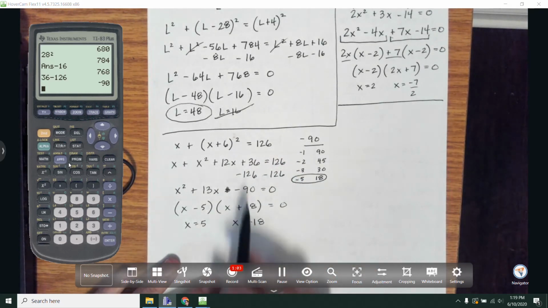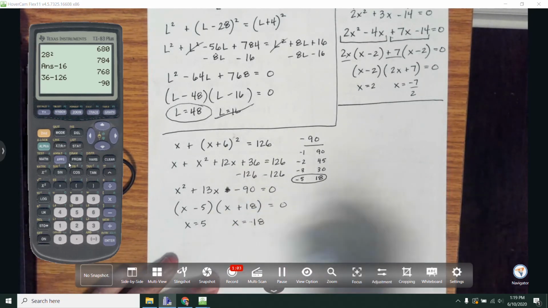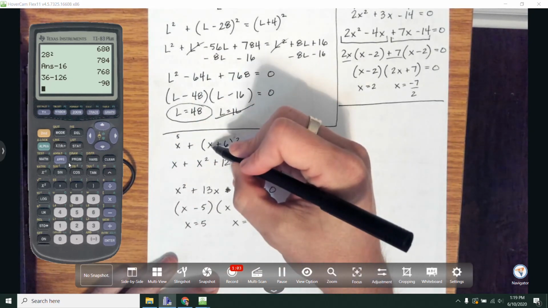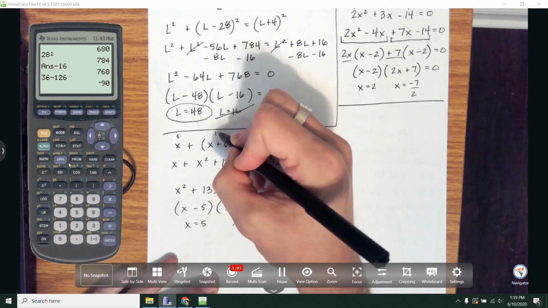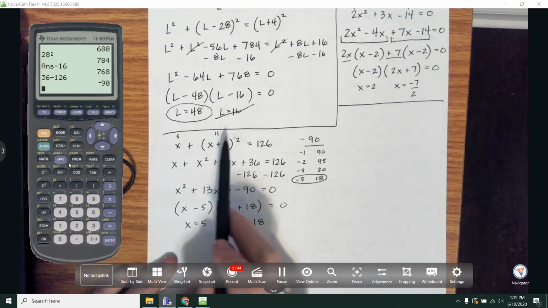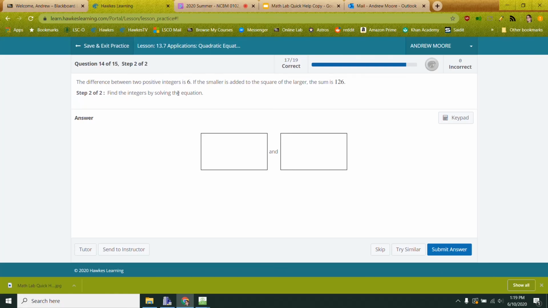You could plug these in and figure it out. I think it might have said positive. We're just going to use positive. So this x is going to be 5. Plug in our 5 here. 5 plus 6 is 11, and 11 squared is 121, plus 5 is 126. It does say positive integers, so we make sure to use that 5 and 11.